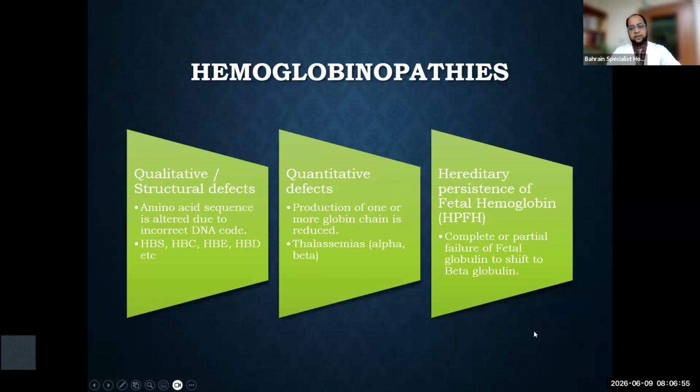So coming to the subcategories of hemoglobinopathies, they are subdivided based upon the defect that is happening. The defect is qualitative or structural. When there is DNA point mutation occurring, it can lead to the structural defects in hemoglobin. HBS, HBC, HBE, and others are the examples. When there is quantitative defect in production of hemoglobin, for example, thalassemias, alpha and beta thalassemias, they are categorized as quantitative defects. There is one more variant, the hereditary persistence of fetal hemoglobin, where the fetal hemoglobin still persists and there is a failure of fetal globin to shift to beta globin.